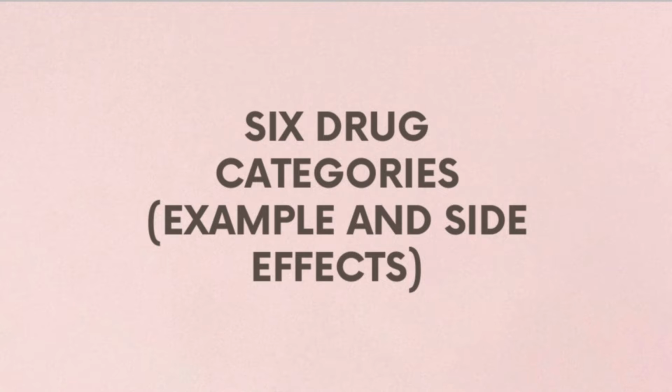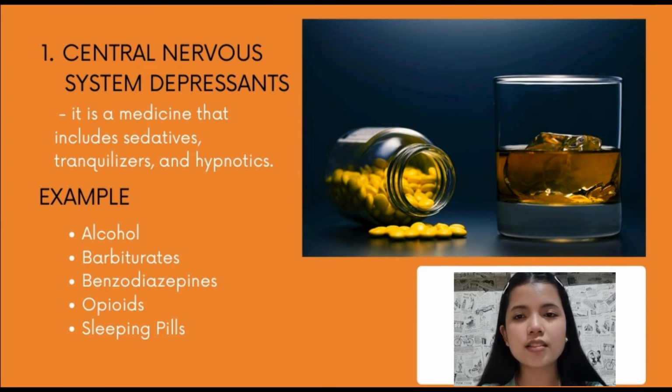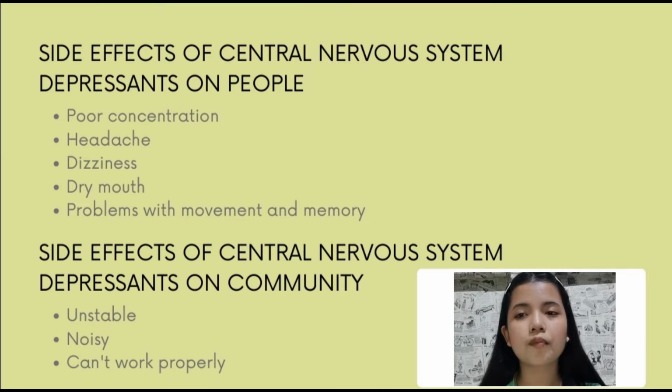6 drug categories and its example and side effects. Number 1. Central nervous system depressants. It is a medicine that includes sedatives, tranquilizers, and hypnotics. Examples are alcohol, barbiturates, benzodiazepines, opioids, and sleeping pills.